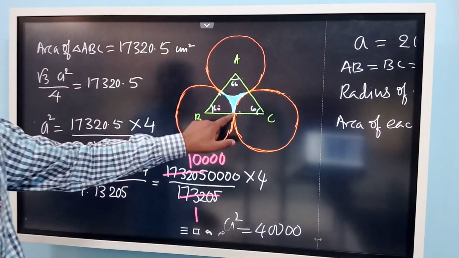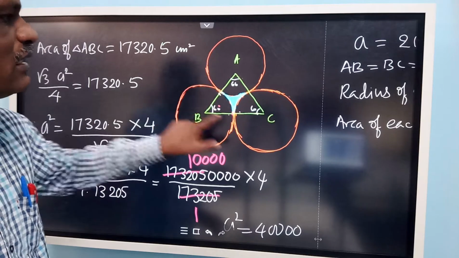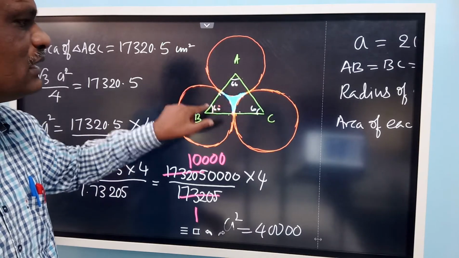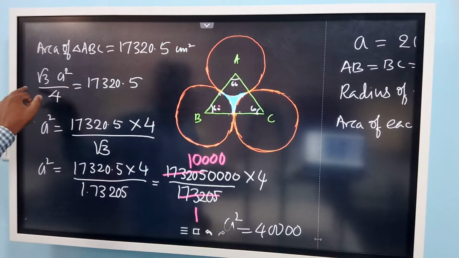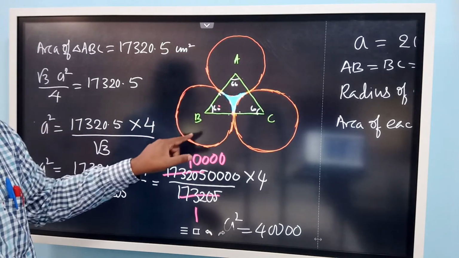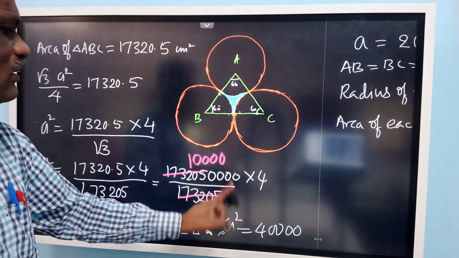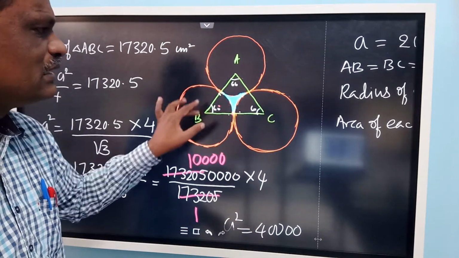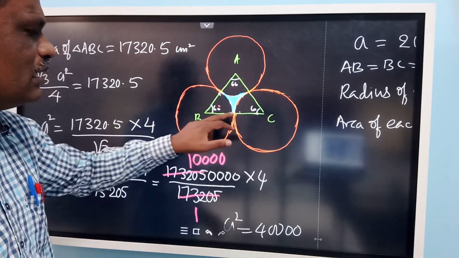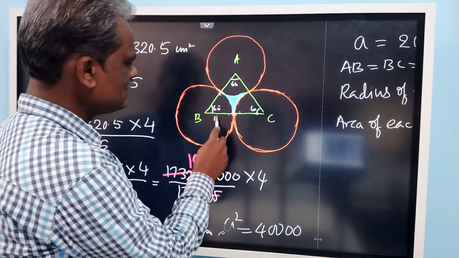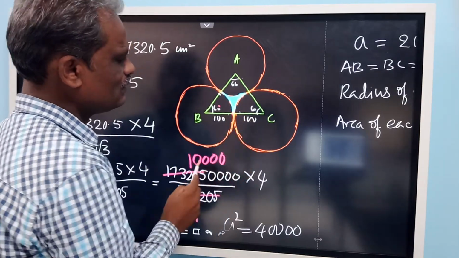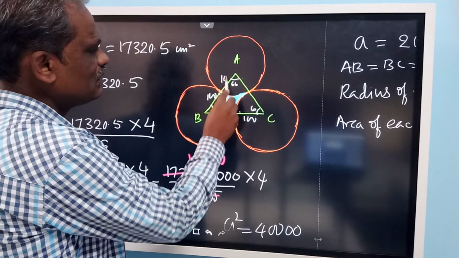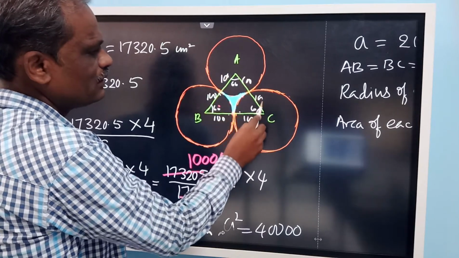So listen once again carefully here. You want to find out the area of the shaded region, meaning they have given the equilateral triangle area. Using that area formula, you can find out the side of this triangle. So you got A square is equal to 40,000, A will be equal to 200. So that means these 3 sides measure 200 centimeter. Half of that will be 100. So this length will be 100, this also 100. So all these radius of 3 circles, it is 100, 100, 100.